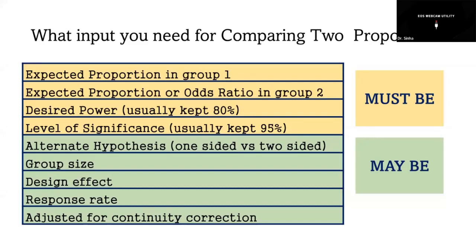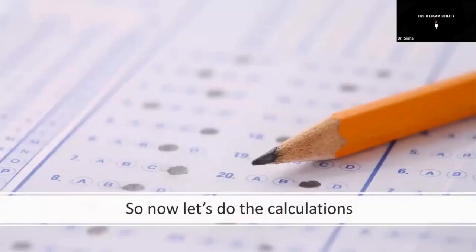So the continuity correction, for now, you always keep this option ticked. We are not going into the detail of why this continuity correction, but for binomial distribution, for mean and standard deviation, we have a normal distribution. But for binomial distribution, we apply this continuity correction. For all practical purposes, you should keep this option checked. So now we will see an example.